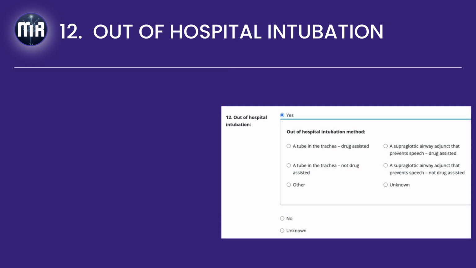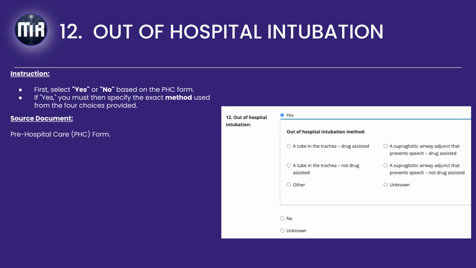We will now focus on a particularly important field in this section. Field number 12, out-of-hospital intubation. This data point is critical as it documents the most advanced form of airway management performed in the pre-hospital setting. Your first step is to read the pre-hospital care, or PHC, form and determine if an advanced airway was placed. You will select either yes or no. If you select yes, a new set of options will appear, and you must specify the exact method used.